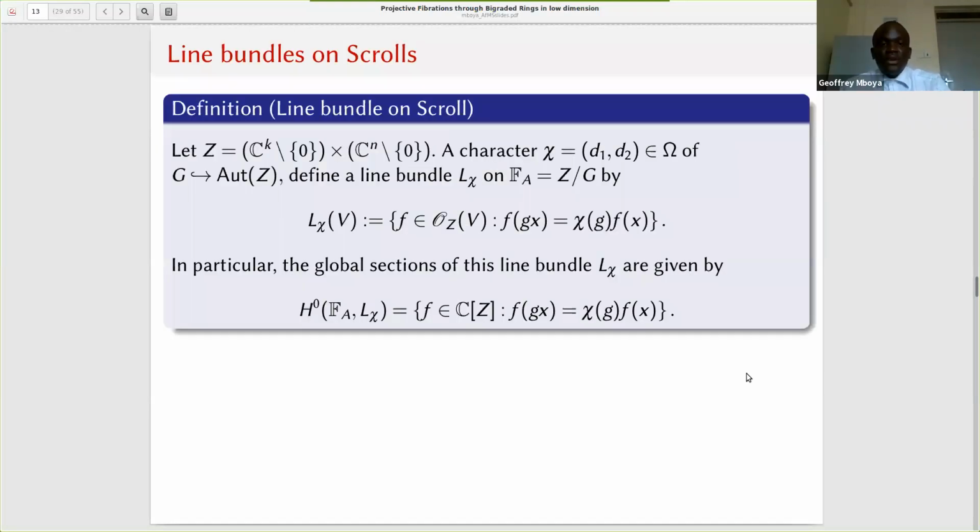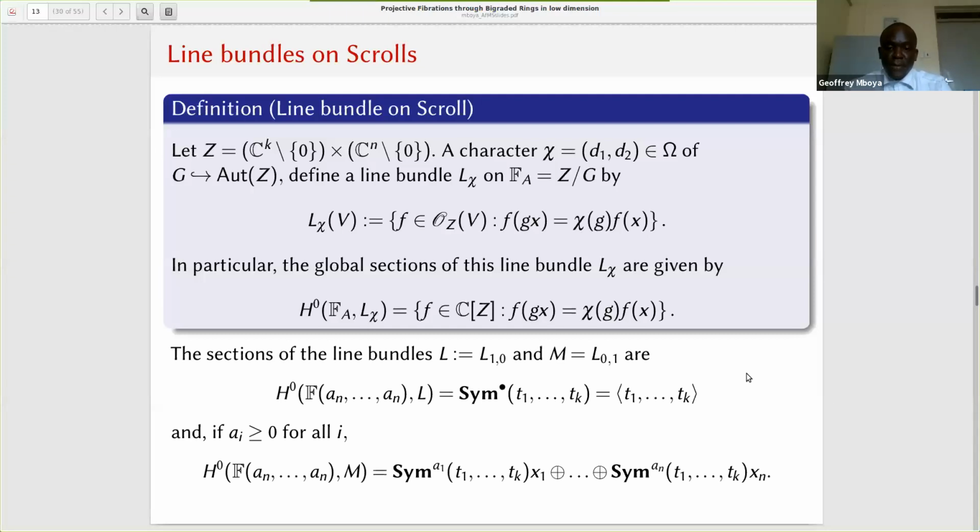How do line bundles on scrolls look like? So line bundles on scrolls can be seen as sheaves whose sections are just polynomials defined on V, which respect the action that we defined earlier. And the global sections are just seen as polynomials over Z, where Z is just the CK cross Cn punctured affine, the product of punctured affine spaces.